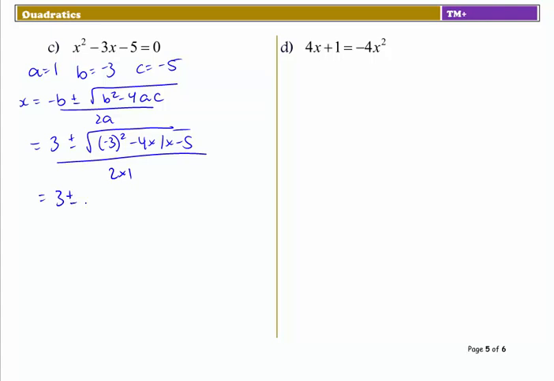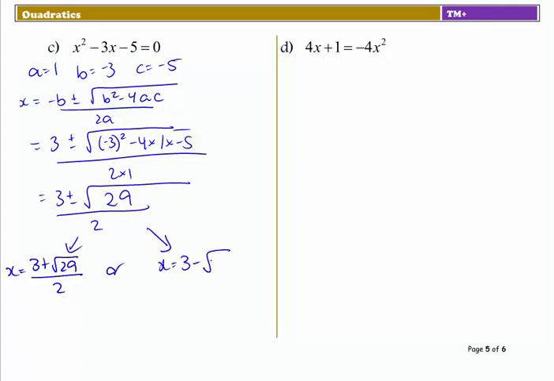So I have 3 plus or minus the square root of negative 3 all squared is positive 9. So it's 9 minus 4 times 1 times negative 5 becomes 29. 2 times 1 is 2. Okay, from there, the square root of 29 is not a perfect square, so we can't simplify that. So we have 3 plus the square root of 29 all over 2, so that's x, or x equals 3 minus the square root of 29 all over 2. Now you are more likely to get answers like that.